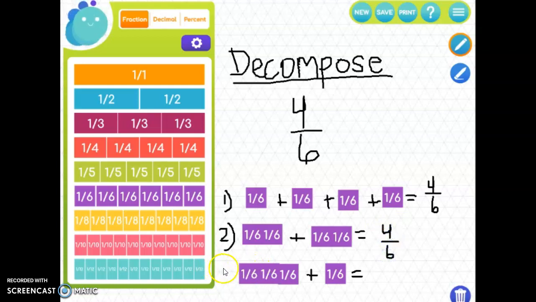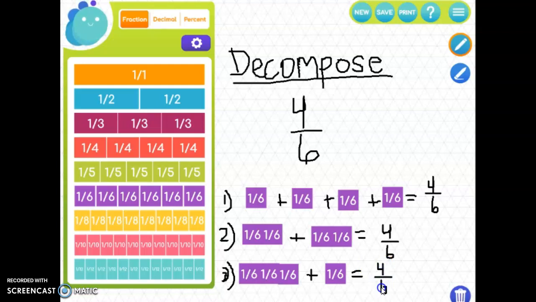And then on this third line here, that's a bad 3. Ooh, it's a very ugly 3. You get it. I have 3/6 because these 3 pieces are together. 3/6 plus 1/6, and again that equals 4/6.